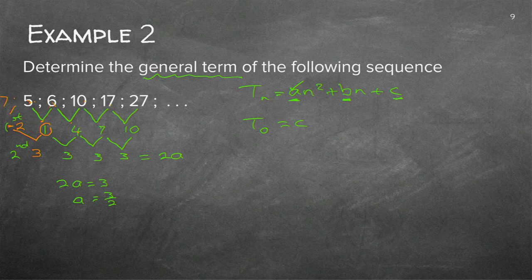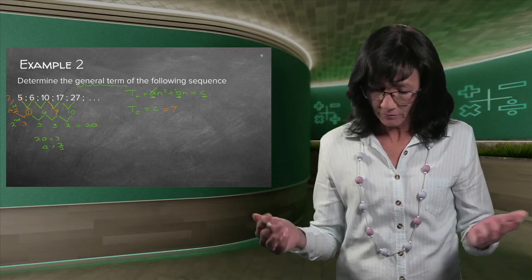17 minus 10 gives me that 7. 10 minus 6 gives me the 4. 6 minus 1 gives me the 5. So 5 minus minus 2 is 7. It seems right. So we'll just check afterwards if we're 100% right. So that is 7. So once I've got my A and my C, I can now fill it in.